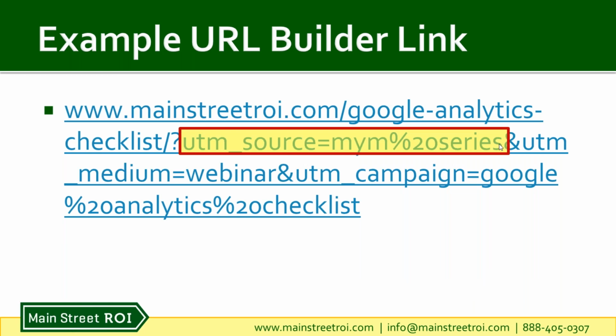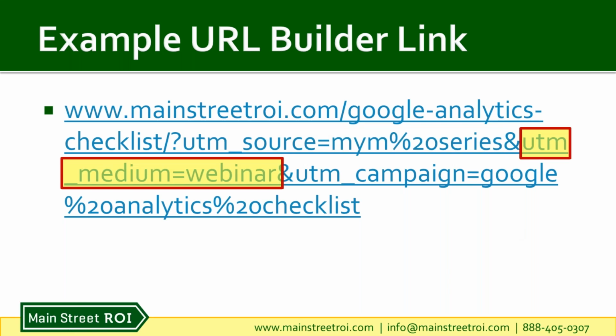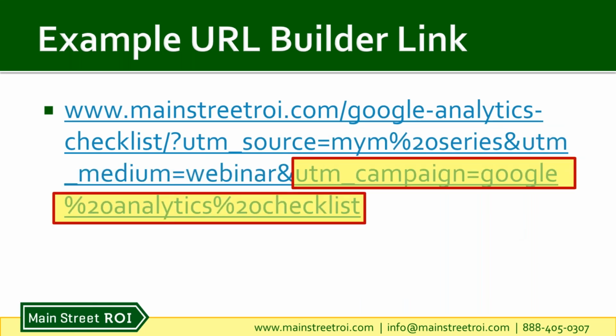And just to highlight this, to kind of break down the URL, you've got the UTM source. So again, I just typed in MYM series. That %20, just ignore that. That's just code for space, because I put MYM space series. UTM medium here is webinar. And then again, the UTM campaign is Google Analytics checklist.